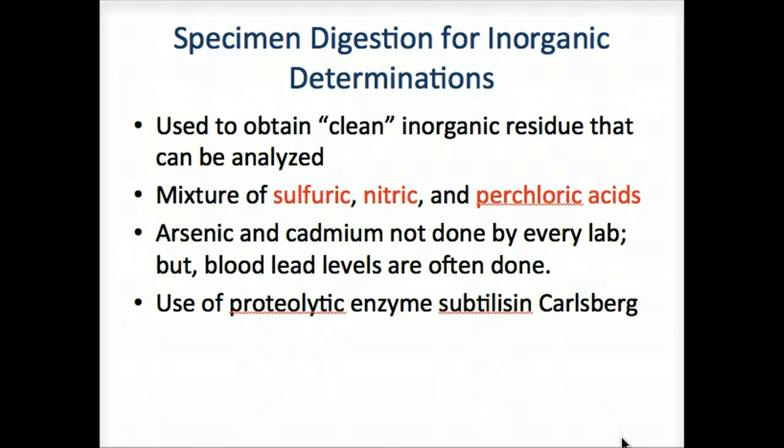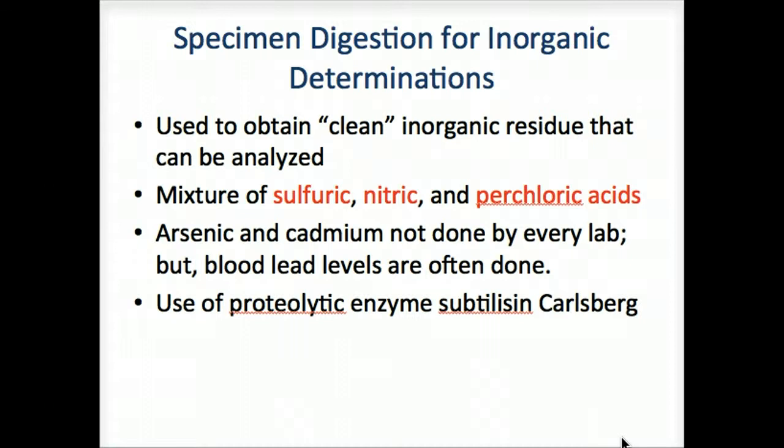Digestion involves weighing out 1 to 5 grams of specimens such as nails, hair, soft tissue, bone, and then digesting it in a mixture of sulfuric, nitric, and perchloric acids. It is then heated, emitting sulfur trioxide fumes, SO3. Now spectrophotometric techniques can be used. Arsenic, cadmium are not analyzed by all forensic labs, but blood lead levels are often done by most state departments of health in the U.S.